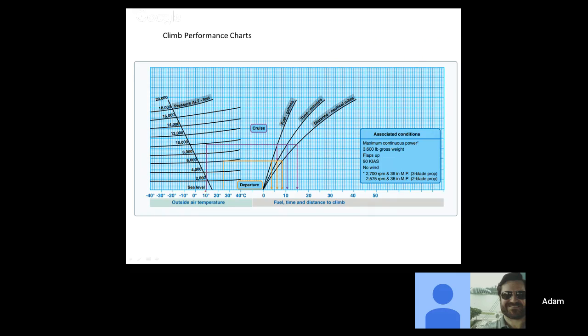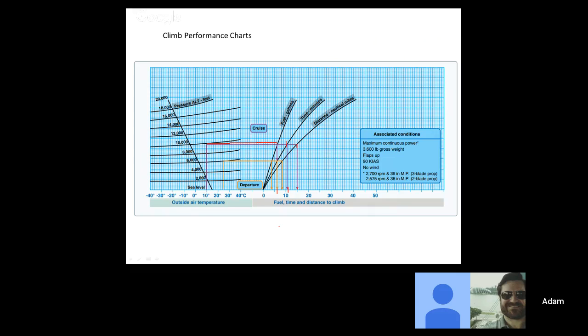So in this particular example, this individual is climbing from sea level up to 10,000 feet. And the chart's telling him that to climb from sea level to 10,000 feet, it's going to take, let's see, 6 gallons of fuel. It'll take maybe 11 minutes to get there. And it's going to take 15 nautical miles to travel 11 minutes and burn 6 gallons of fuel. That's really cool. Yeah, pretty neat.